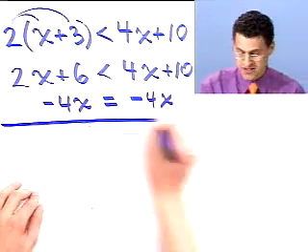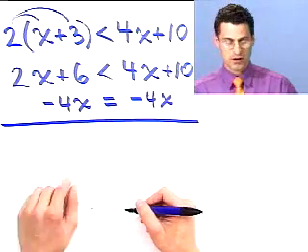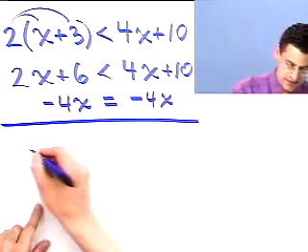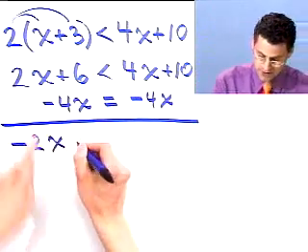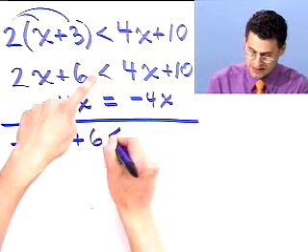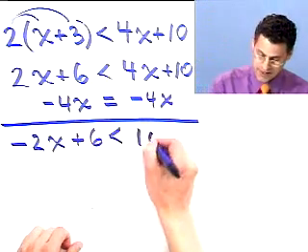So it's not going to change the balance of power at all. This is still going to be smaller. But now I have 2x minus 4x. That's a negative 2x. And don't forget the plus 6 is still there. And that's still going to be less than, and these cancel away, and I'm left with 10.